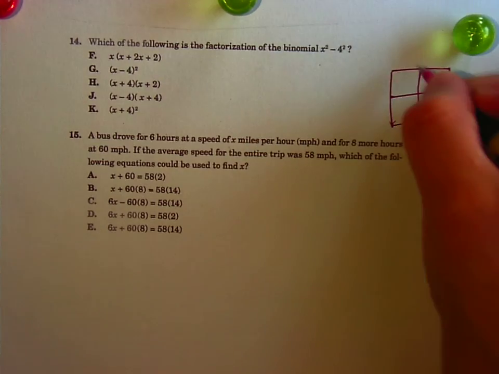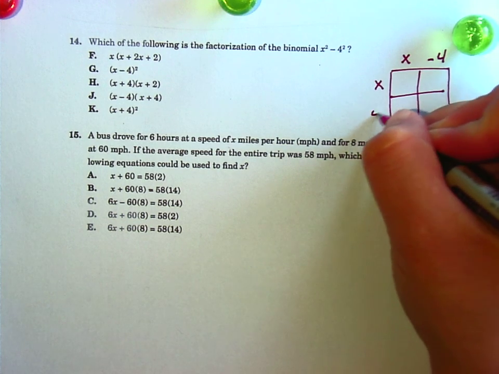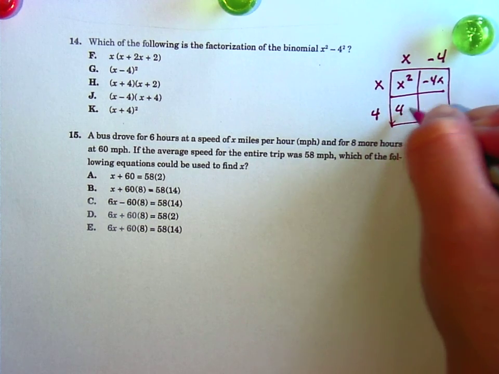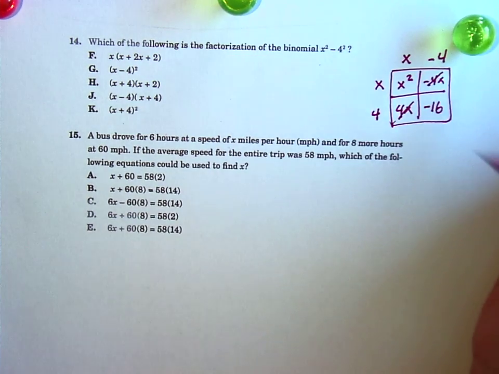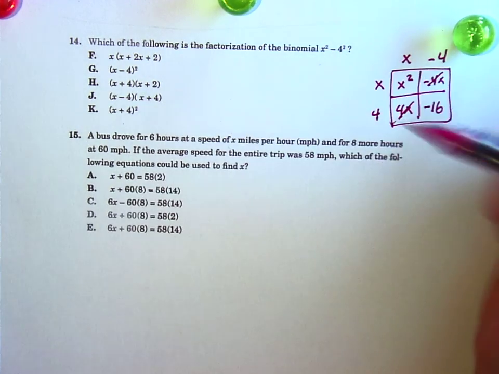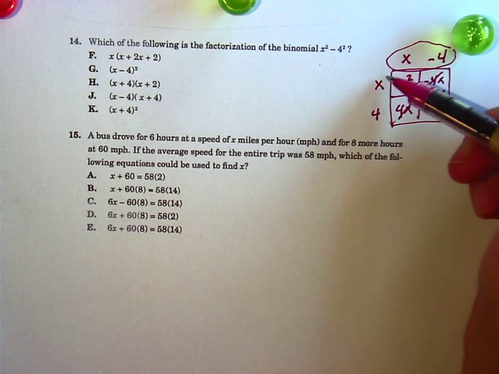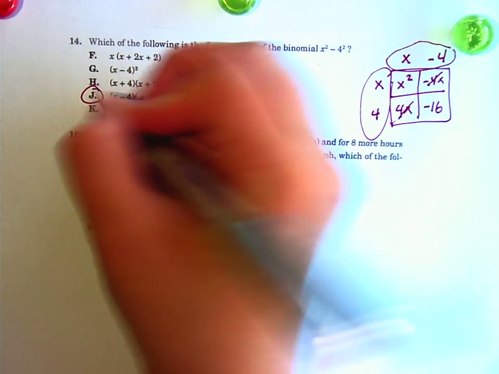So if on this one I make this x minus 4 and this one x plus 4, I end up with x squared minus 4x, 4x here, and this one's negative 16. So see how these will cancel each other out, and I'll end up with x squared minus 16, which is x squared minus 4 squared is 16. So it's really these 2 things right here. These are the factors, this x plus 4 and this x minus 4, which is J right there.